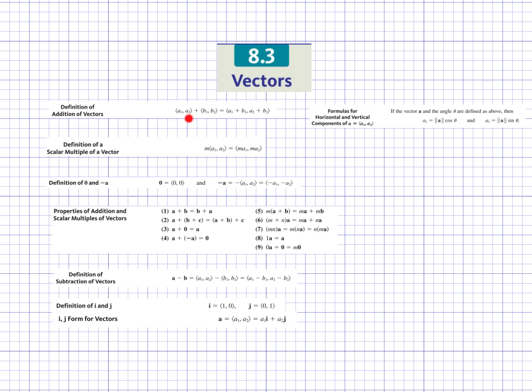Definition of vectors, how you add them together, scaling, multiplying by something, definition, that doesn't necessarily mean anything. How you add and subtract these things is important. And then your ij form, that's just putting i and j in front of the two positions of your vectors, and then the horizontal and vertical components, how you find the actual degree and the magnitude. So let's get into what each of those things are.